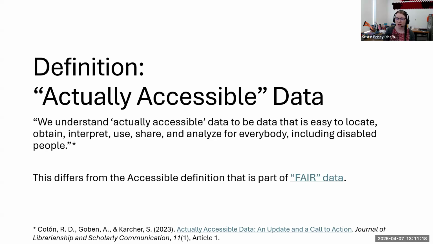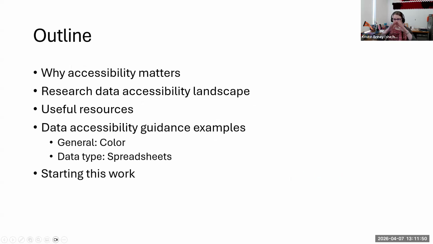The accessible I'm talking about today, I'm going to use the definition from Cologne, Gobin, and Karcher from a couple of years ago, and they say that we understand accessible data to be data that is easy to locate, obtain, interpret, use, share, and analyze for everybody, including disabled people. So when I say accessible today, I'm going to be talking about disability and not about just being able to get data. So a very clear distinction right from the get-go, because I want to make sure we're all on the same page about that.